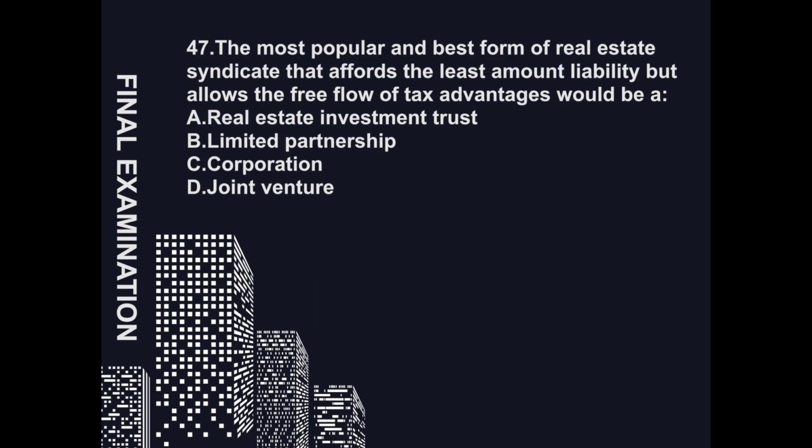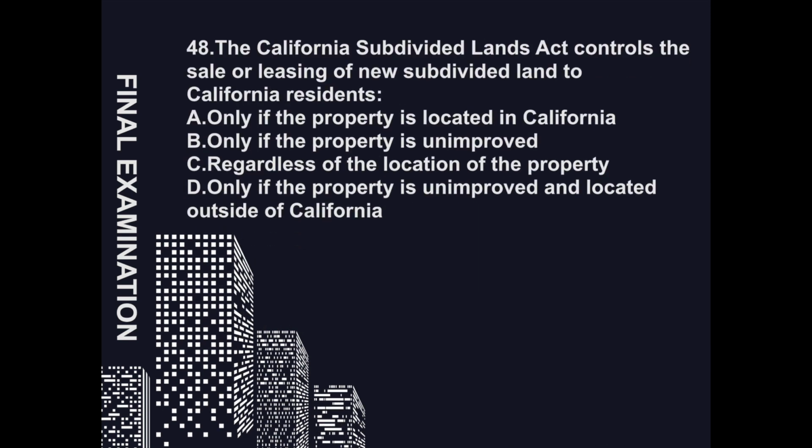The most popular and best form of real estate syndicate that affords the least amount of liability but allows the free flow of tax advantages would be a joint venture. The California Subdivided Lands Act controls the sale or leasing of new subdivided land to California residents, regardless of the location of the property.